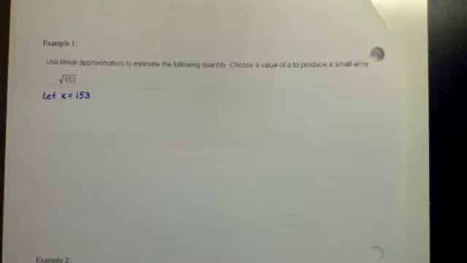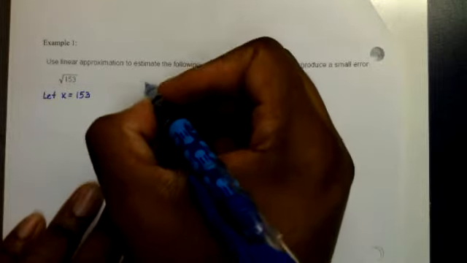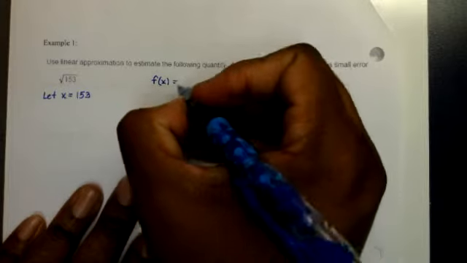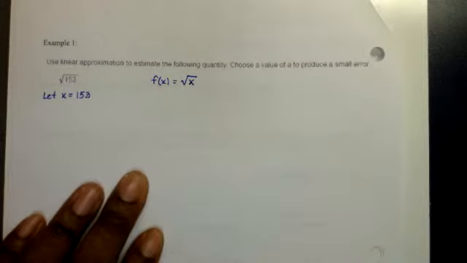So here we need a function for this. And in this case, since we're dealing with the square root, our function f of x will be equal to the square root of x.